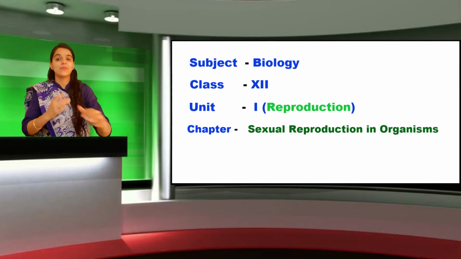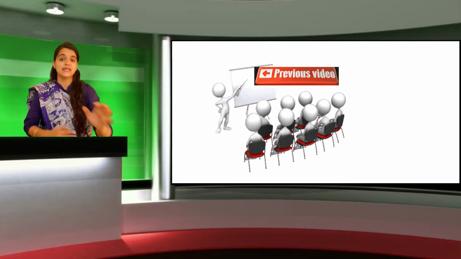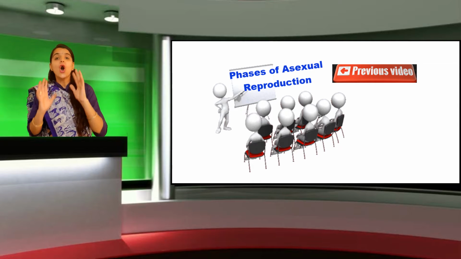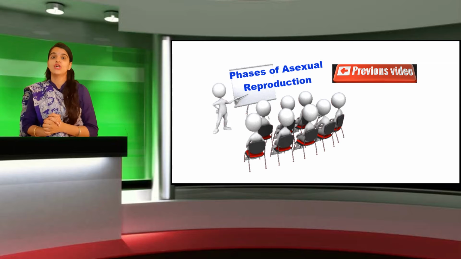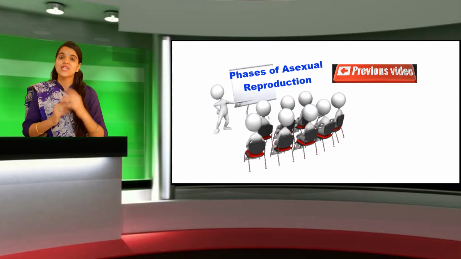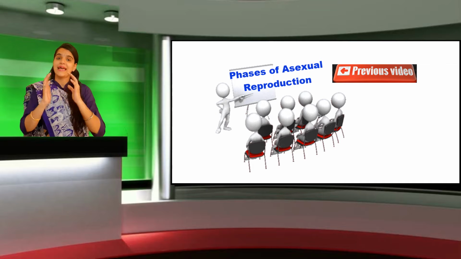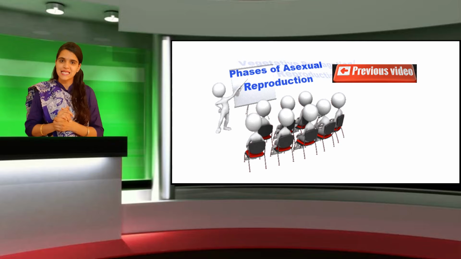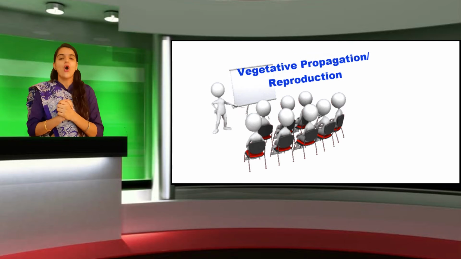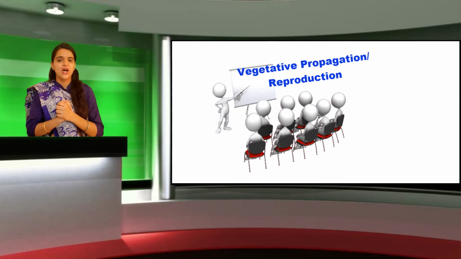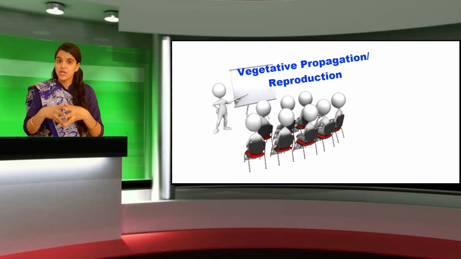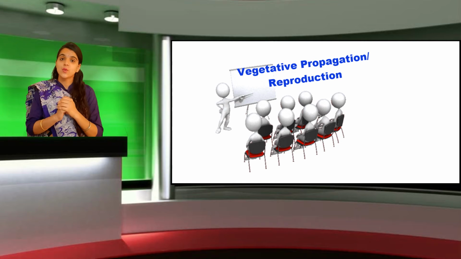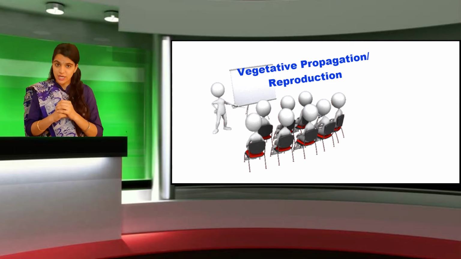So students, in my previous video I discussed the phases of asexual reproduction. All the types of asexual reproduction we discussed, and if you remember in that video I told you that when asexual reproduction occurs in plants we call it vegetative propagation or vegetative reproduction. Okay students, so in this video we will discuss vegetative propagation. So let's begin with the topic, vegetative reproduction.